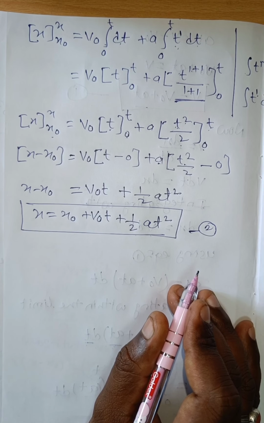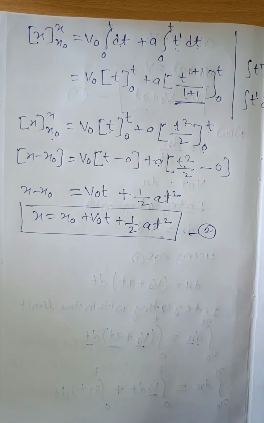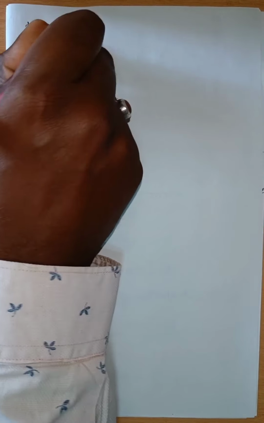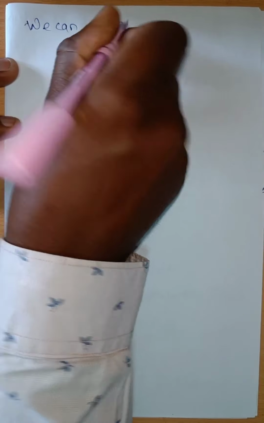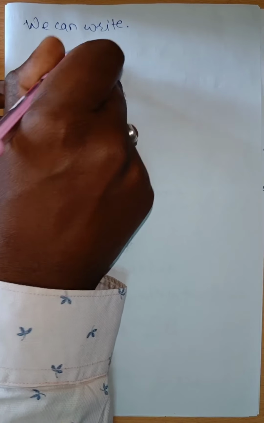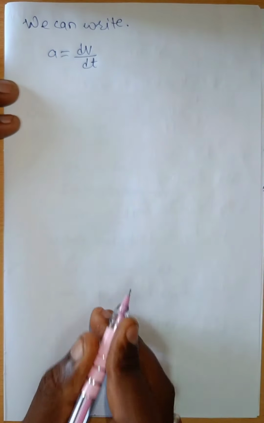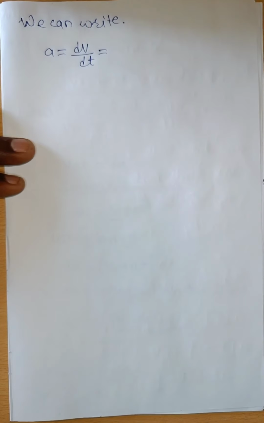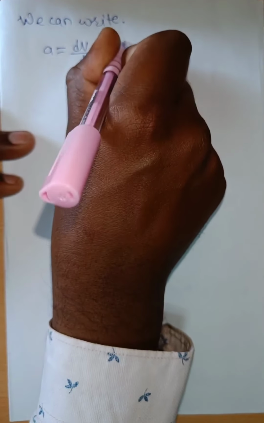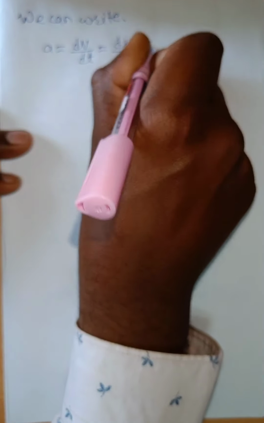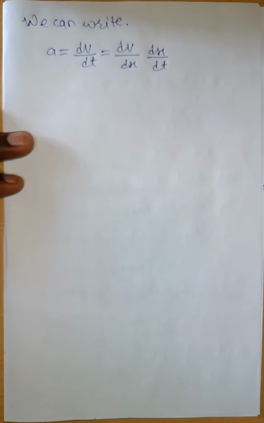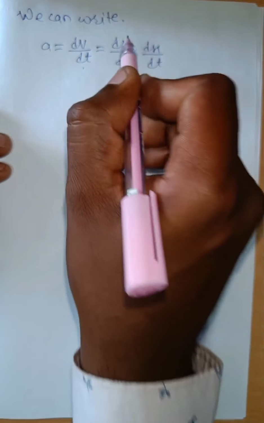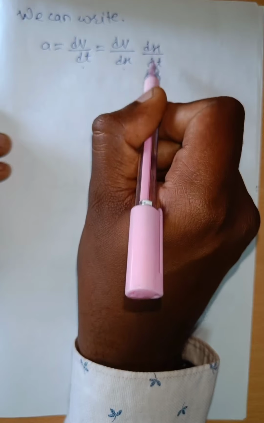Then how to find out the third kinematic equation? We have to see. Now, for the third kinematic equation, we can write: we know that acceleration a is equal to dv by dt. Now I can rearrange dv by dt as dv by dx into dx by dt.